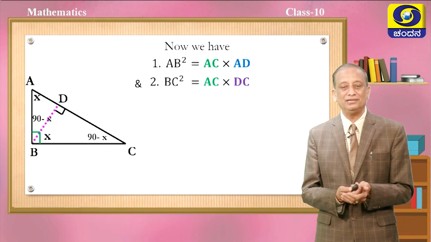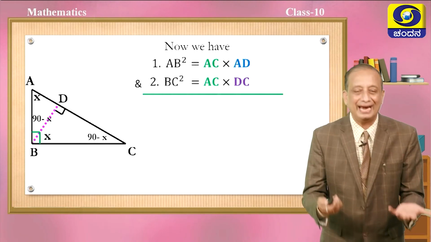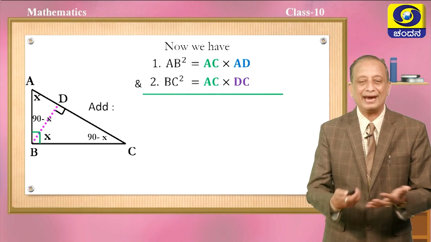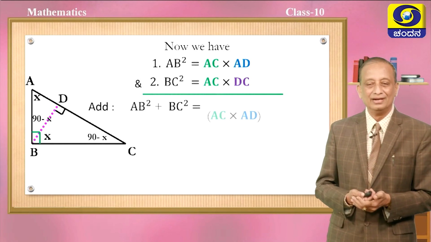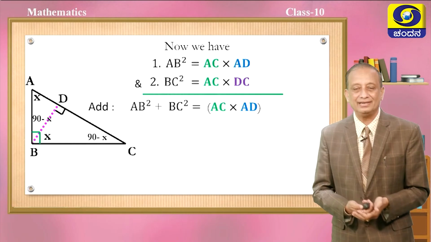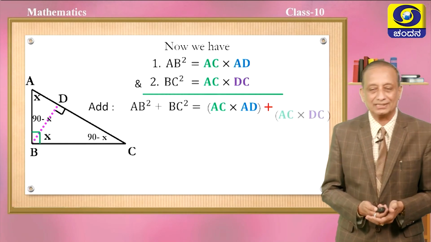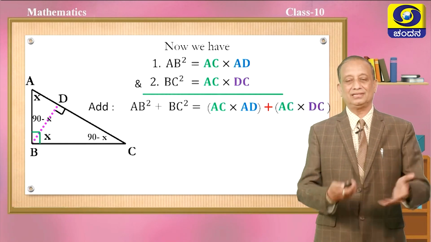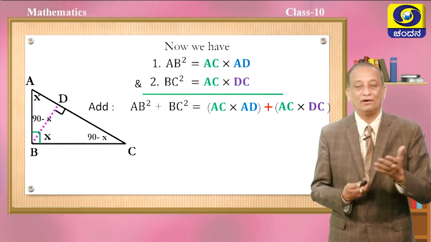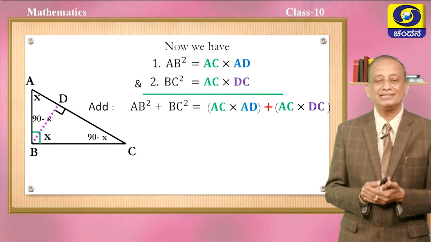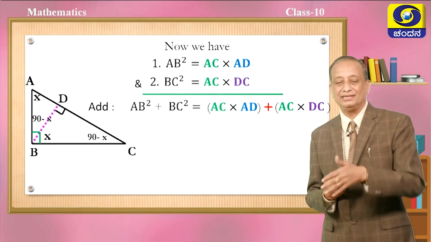Come on, what is that we need to do? We have to just add them. Come on, add. So the left hand side will become AB square plus BC square is equal to the right hand side, AC into AD plus AC into DC. This is our equation now. Okay, focus your attention on the right hand side. How to add AC into AD plus AC into DC, children?